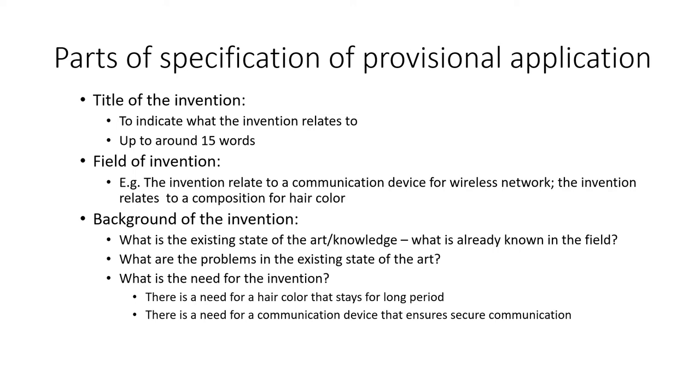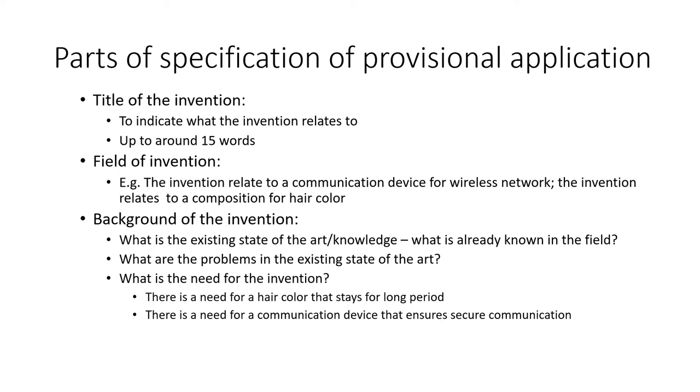The next important part of a provisional application is that you need to identify the field of invention. So the field of invention identifies what technology area the innovation relates to. Why is this important? This is not usually important in the case of a provisional application, but once you convert it into a complete specification, the patent office relies on this particular field of invention aspect to decide which technology area this application should be assigned to. That helps them for the examination purpose.